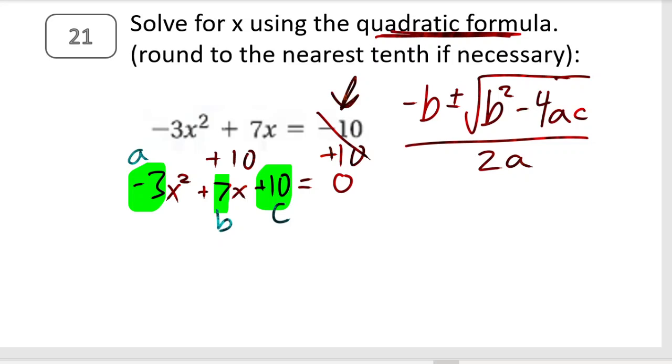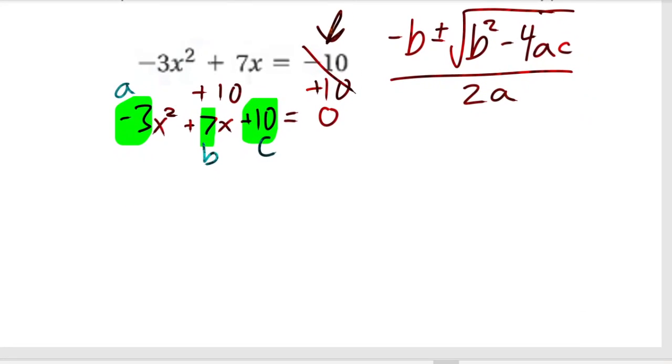And now I'm going to take that quadratic formula right here, and everywhere I see a letter, I'm going to plug in the number we found that corresponds with it. So we start off with a negative b. Anything I plug in, I'm going to put in parentheses.